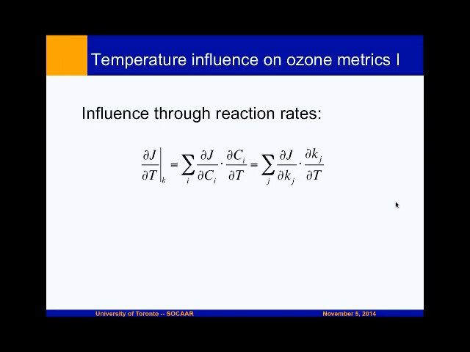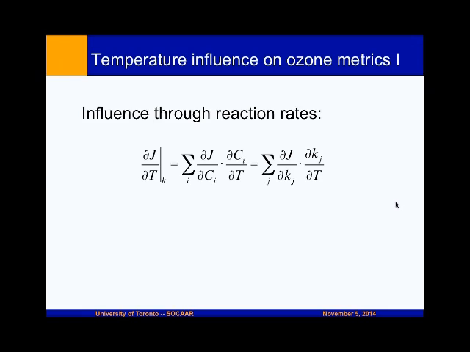So the way to do this, sorry about the math, just to very briefly explain this. We are interested in change in mortality or that average ozone concentration, whatever the adjoint cost function or J is, with changes in temperature. So with chain rule, one way is to look at the change in mortality with all species and multiply that by the change in concentration with temperature.